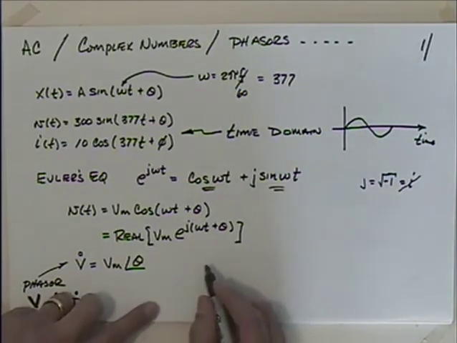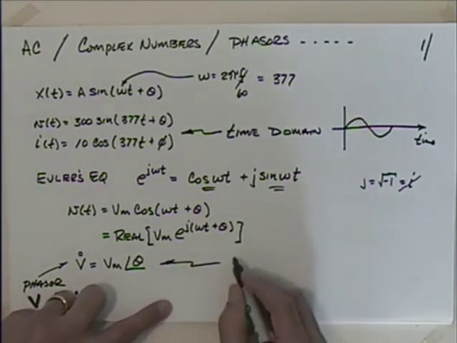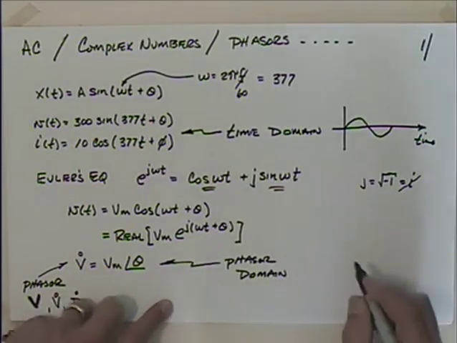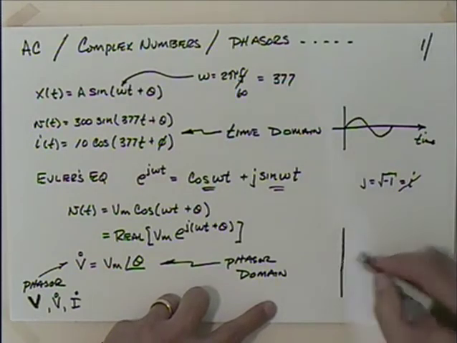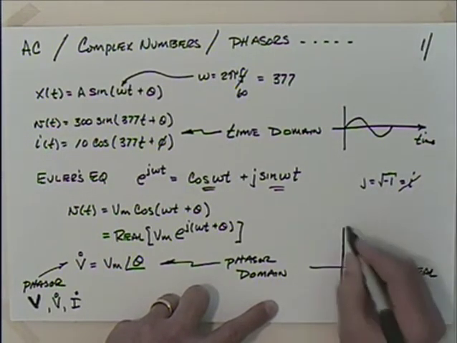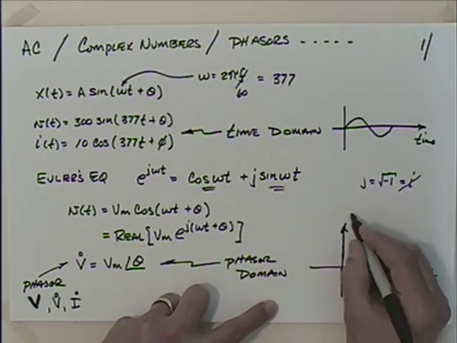So if I start to look then at the phasor domain, in the phasor domain, we will look at it like this, where we have a real axis, and then in this direction I have imaginary.